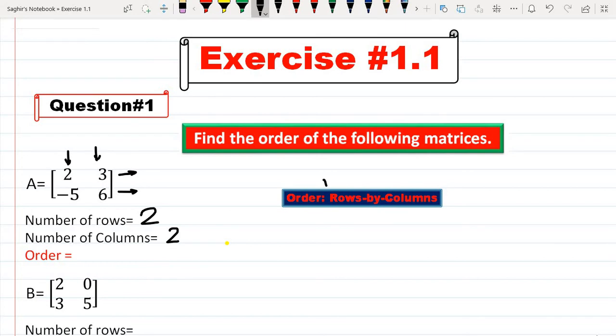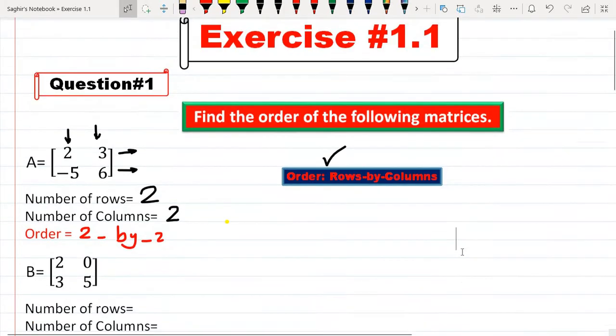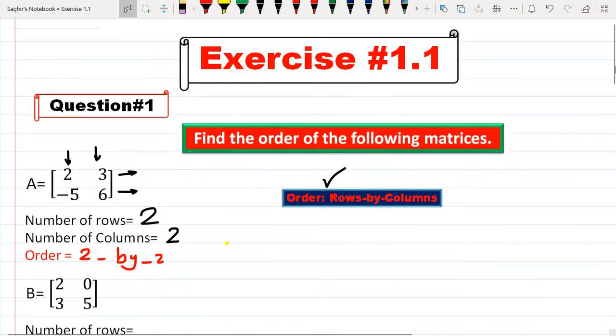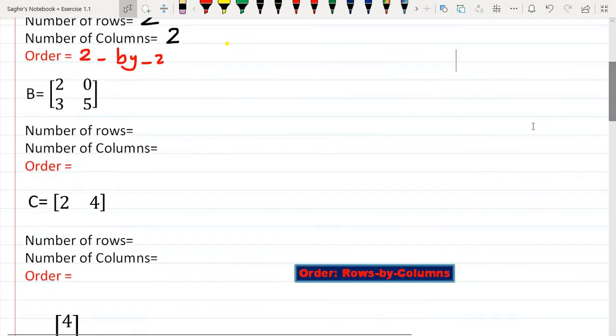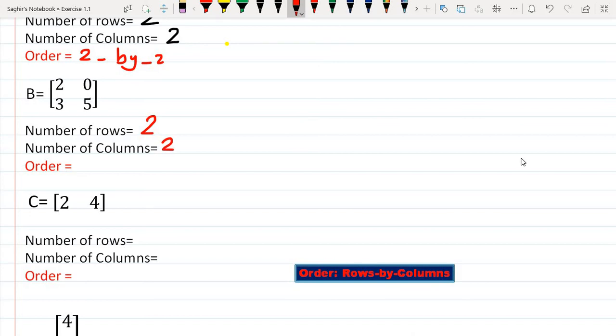The formula of order I write here: order is equal to rows by columns, so its order will be equal to 2 by 2. Now B matrix, you can see in B matrix again there are 2 rows and 2 columns, so its order must be equal to 2 by 2.